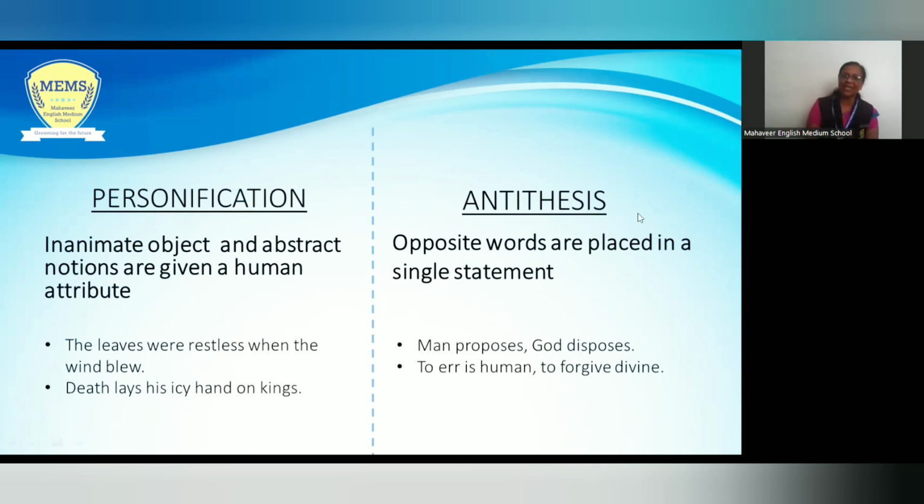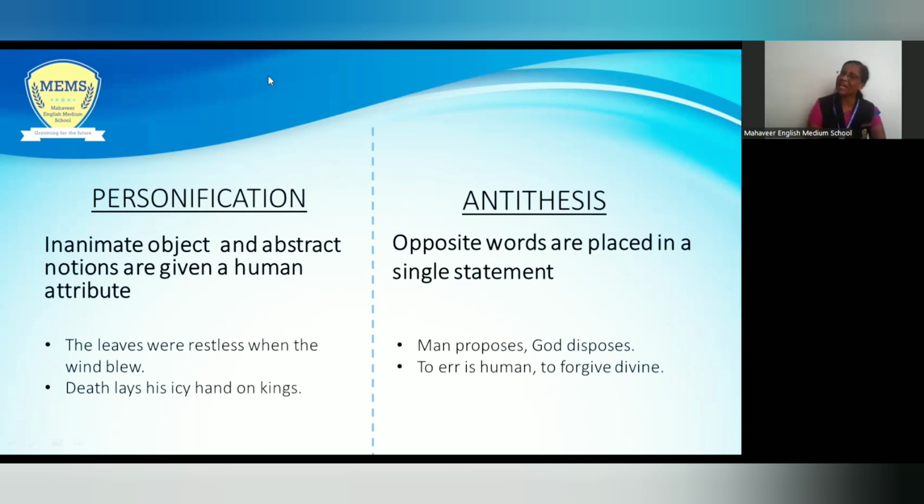We go to the next. Death lays his icy hand on kings. Here, death, being an abstract concept, is attributed with the human quality of having a hand and the action of laying it on the king. And hence, it is personification. With this, we go to the next.